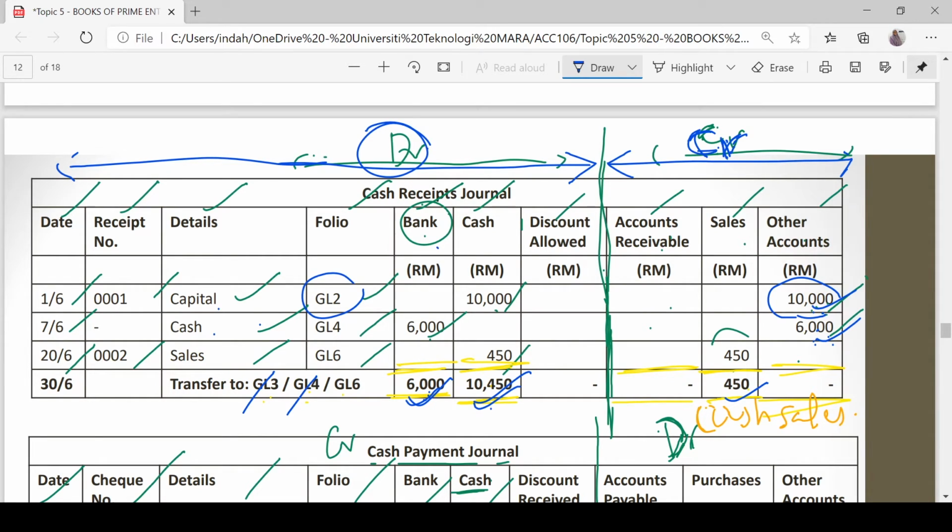For sales, we have sales of 450. So we are going to credit sales. The total sales here, we are going to credit sales. We're going to take this one, GL6, not an individual account like this one. We're going to take the total. So the total is 450 for sales.